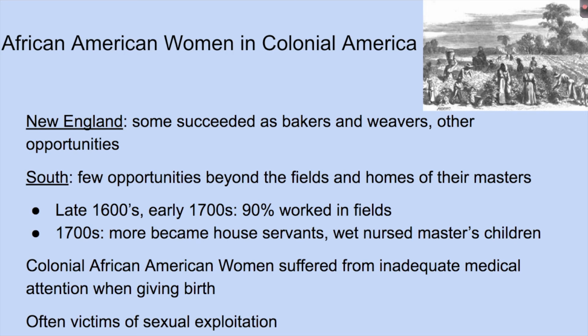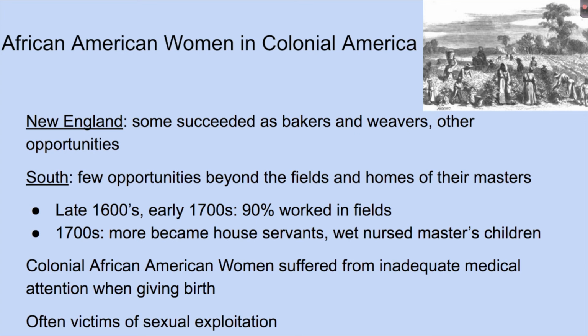In New England, there was more opportunity for some skilled trades, such as being a baker or a weaver. There were other opportunities up north. There weren't many opportunities in the South beyond the fields and the homes of their masters. In the late 1600s and early 1700s, most women worked in the fields. In the 1700s, more became house servants, and some would even be the wet nurse for the slave owners' children, meaning that they would breastfeed the children.